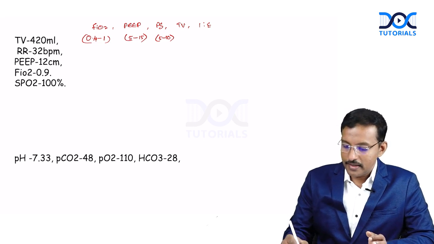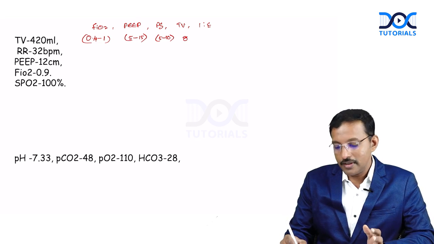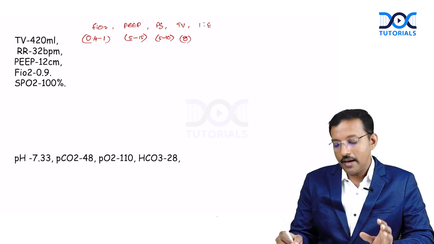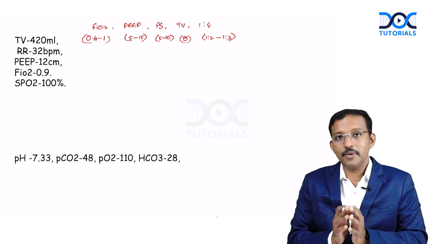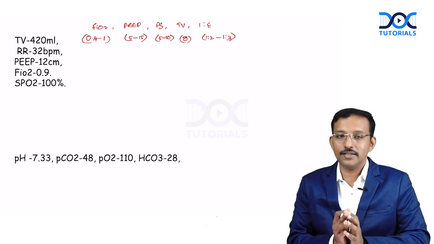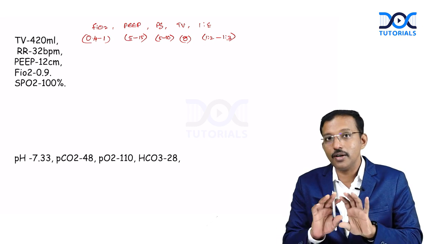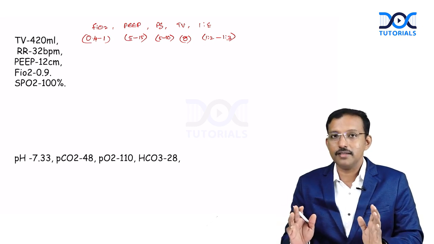Tidal volume is initially 8 to 10 ml per kg. Now, we are trying to reduce it as minimum as possible. For a general patient, we will keep it as 8. Now, IE ratio is 1:2. It can go up to 1:3 and even reverse depending on what kind of disease you are dealing with. So, this is the basic for a normal patient on ventilator support.